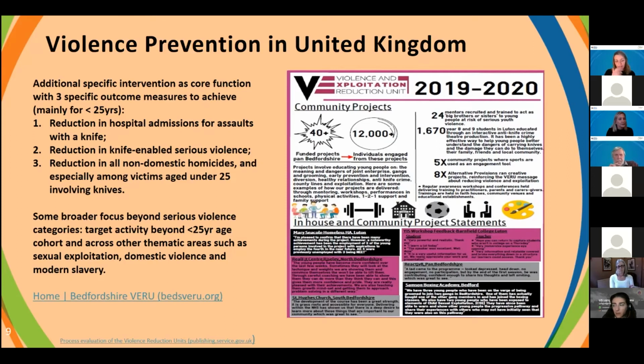Interestingly, and again, I'd be interested to hear people's thoughts that are outside the UK on this. There were specific core functions that were required to be achieved. These were mandated within some of the guidance given to those that set up these violence reduction units, around reduction in hospital admissions for assaults with a knife. And you can see a theme here around reduction in knife-enabled serious violence, and also reductions in non-domestic homicides.